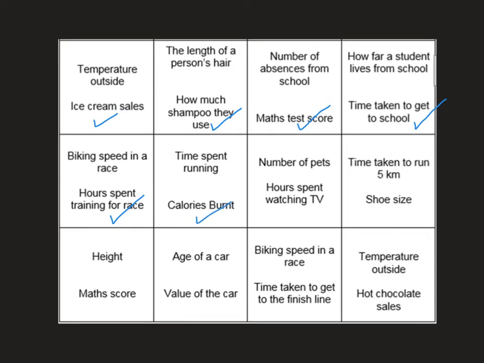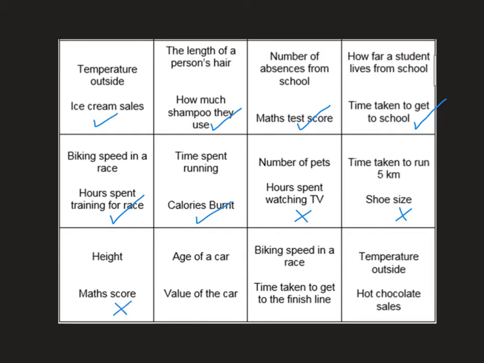The number of pets and the hours spent watching TV, probably not. Probably not much of a connection. You might be able to find some sort of loose one, but generally speaking, no. Time taken to run 5 kilometres and shoe size, again, not really much of a connection there. Your height and your math score, again, not really a connection between the two of those.